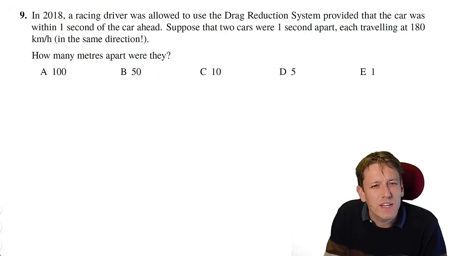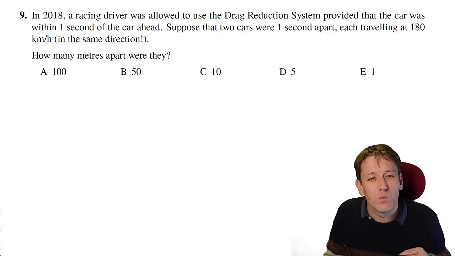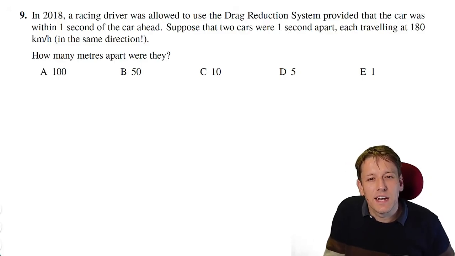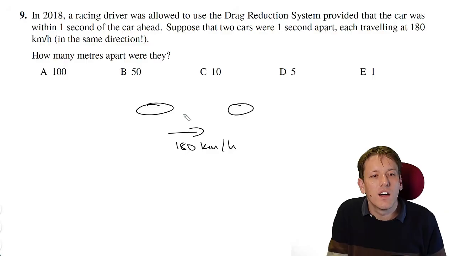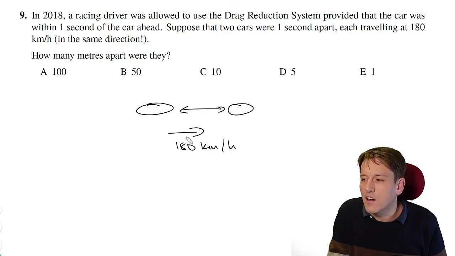Question 9, we've got a racing driver being allowed to use the drag reduction system provided the car is within 1 second of the car ahead. And it says, suppose there are two cars that are 1 second apart, and they're each travelling in the same direction at 180 kilometers per hour. How many meters apart are they?